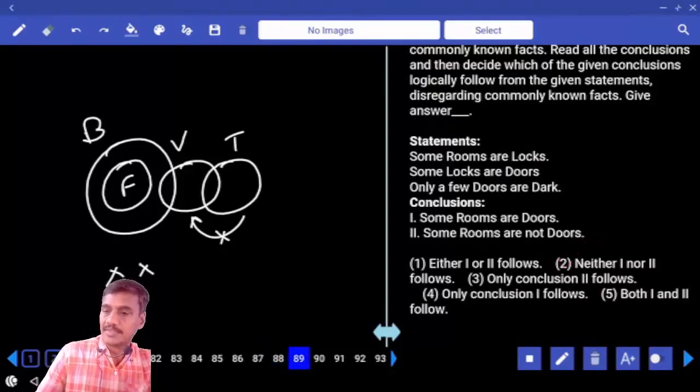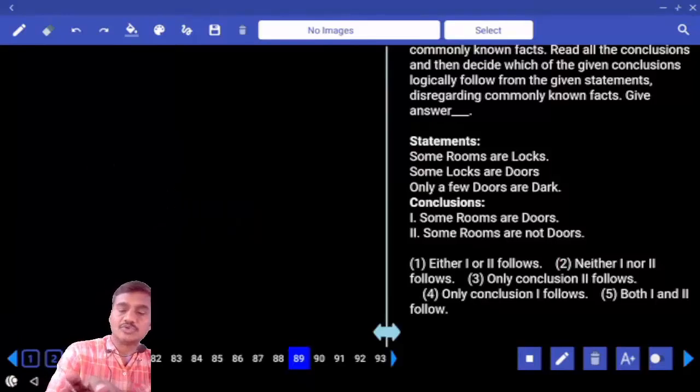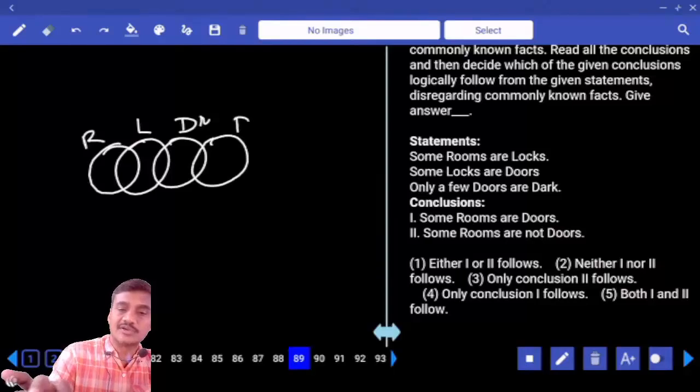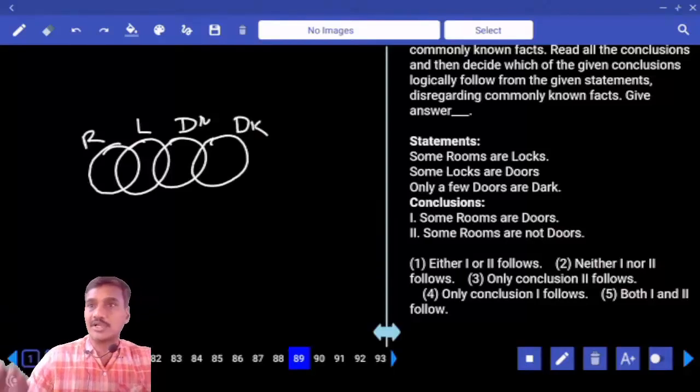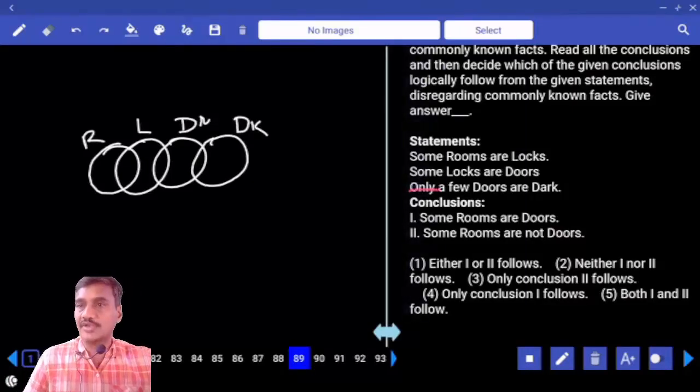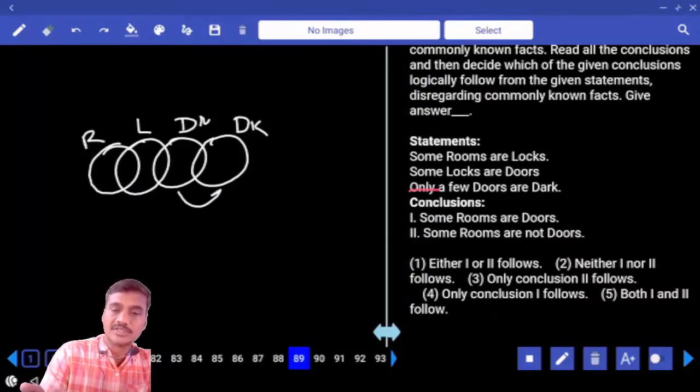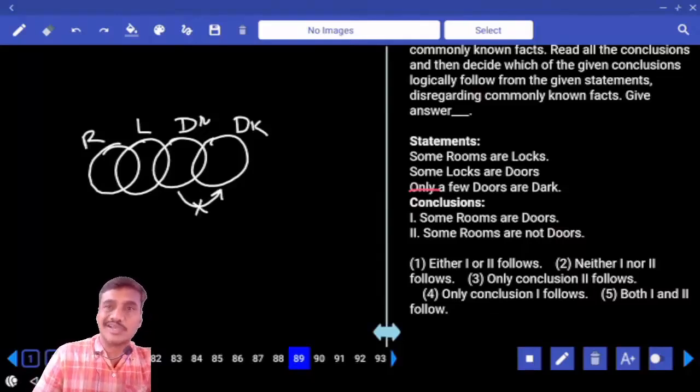Then 89. Now in this 89, some of the rooms are locked. These are the rooms which are locked. Some locks are doors, and only a few doors are dark. Only some doors are dark, but not all. Then this entire door cannot be a part of dark.